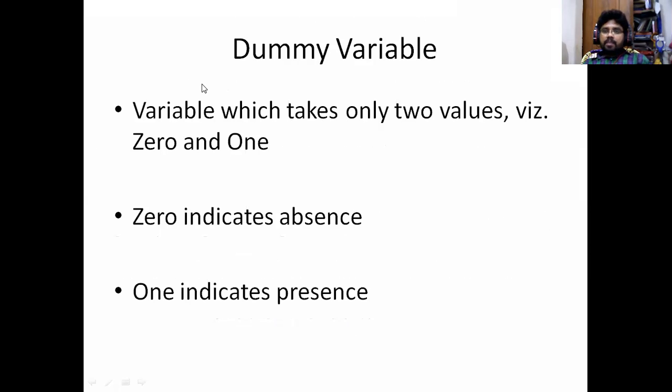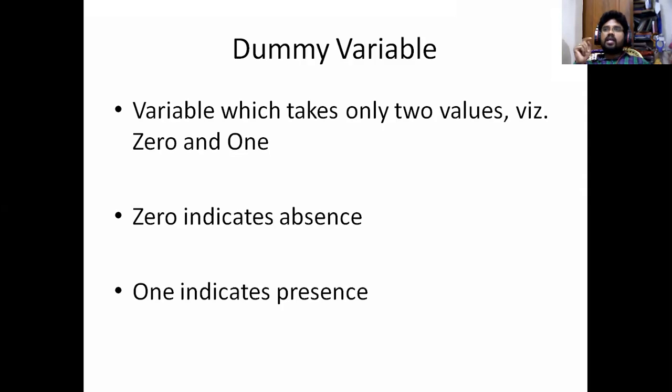And this is one of the important questions. Dummy variables take only two values, 0 and 1. Simple, you can remember: dummy variable values are 0 and 1. 0 means absence, 1 means presence.